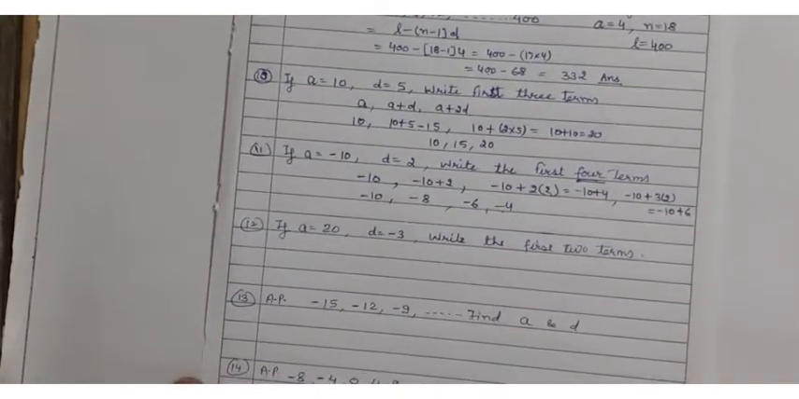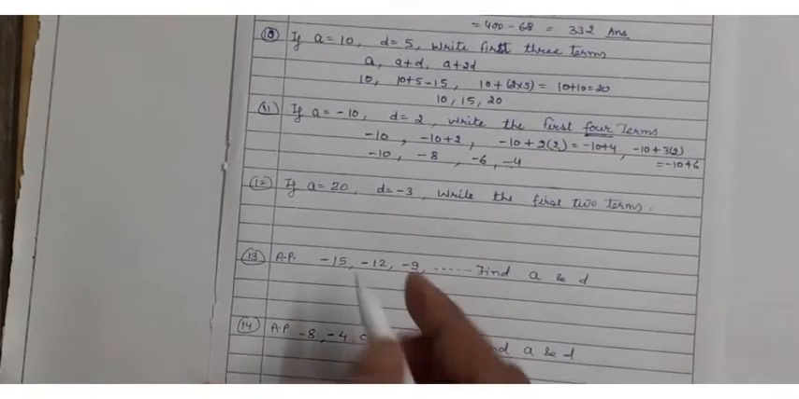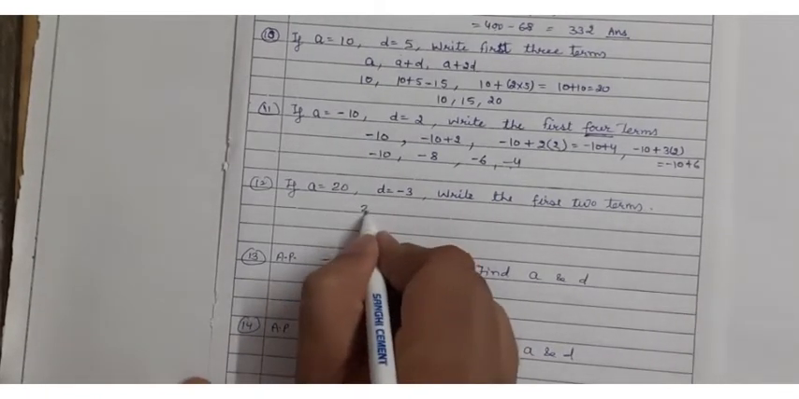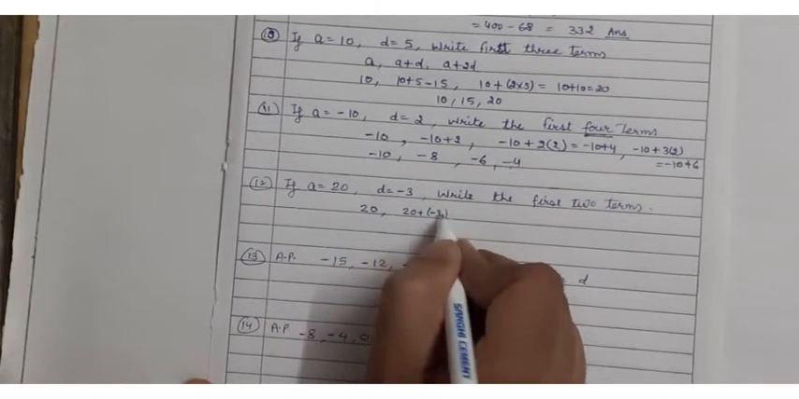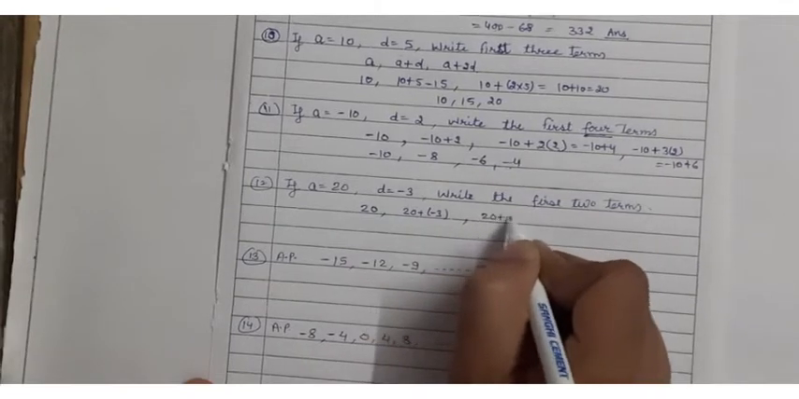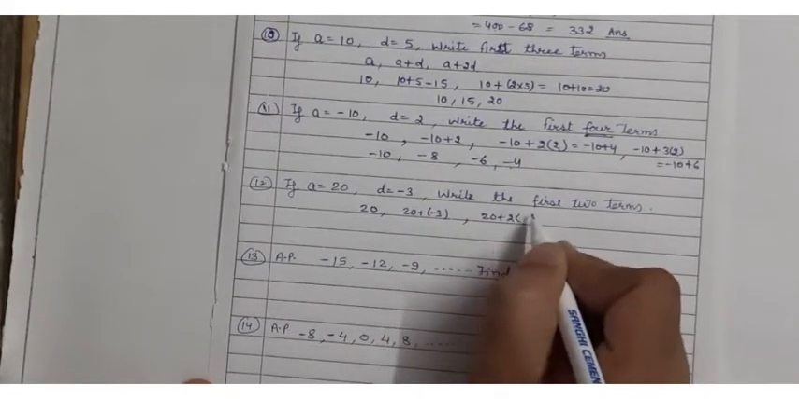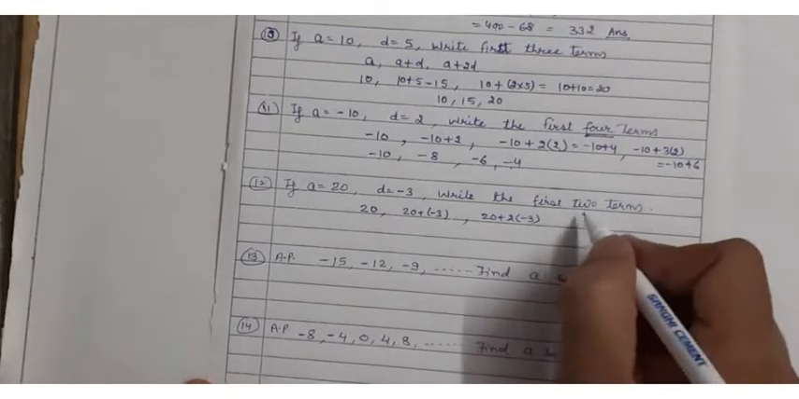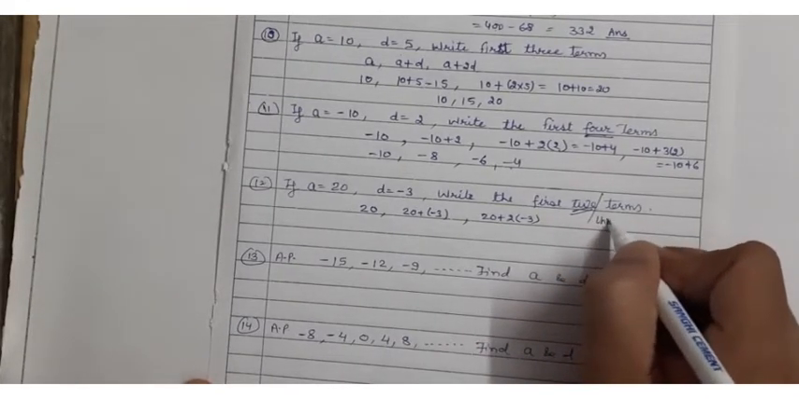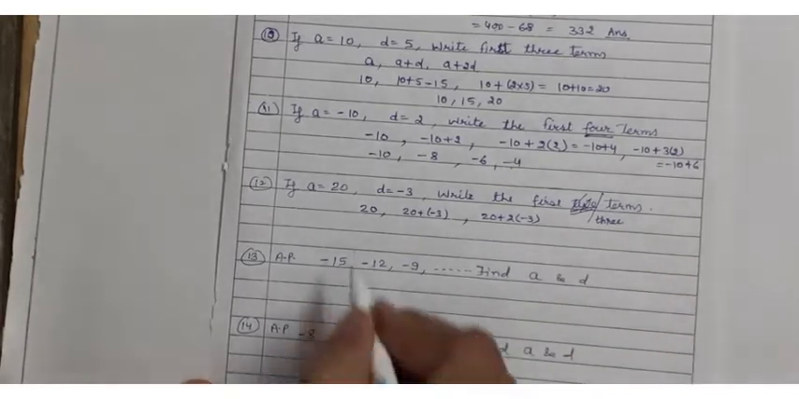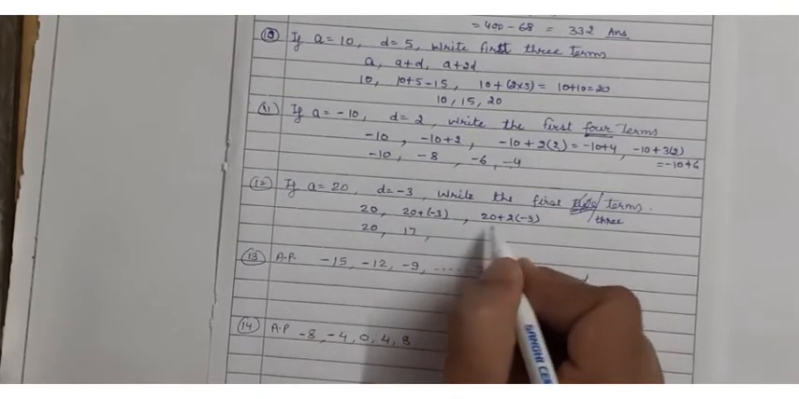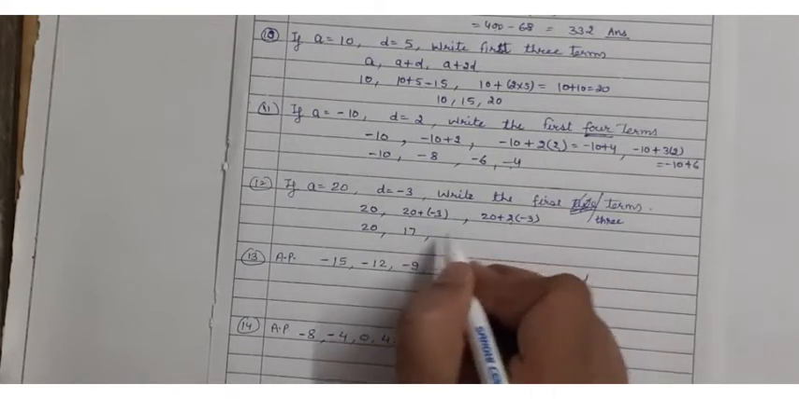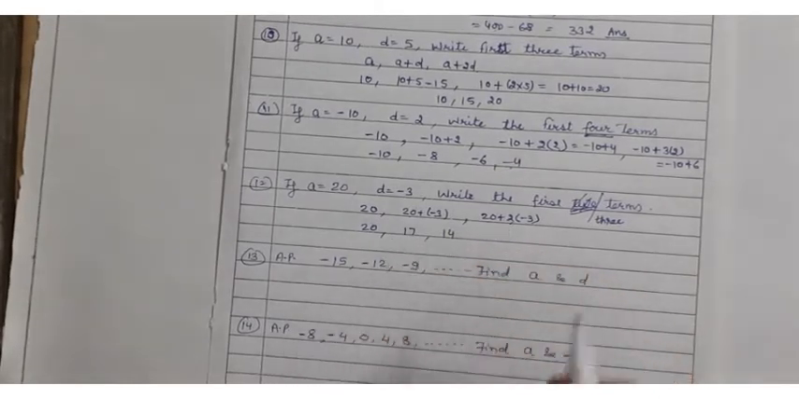One more question is here. Now you have been given that D is negative this time. So there is no problem. Again A is 20. A plus D, where D is negative here. I am finding 3 terms for you. This is 20. Then 20 minus 3 is 17. Then 20 minus 6 is 14.